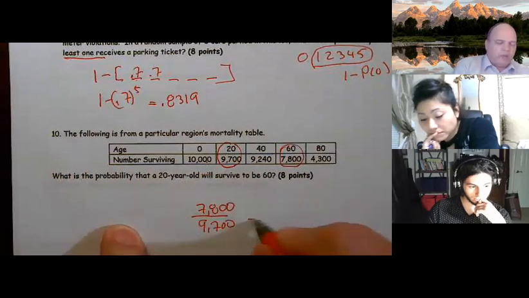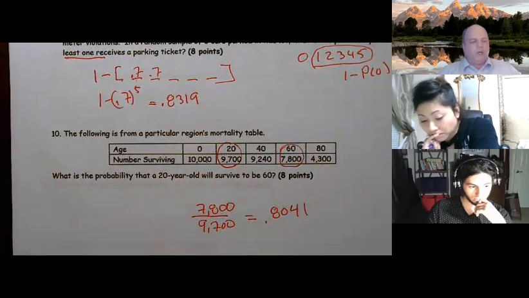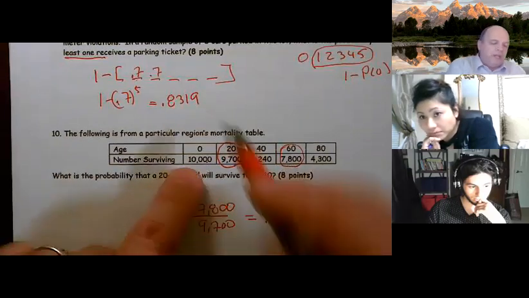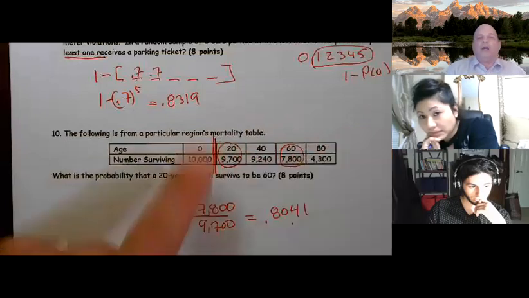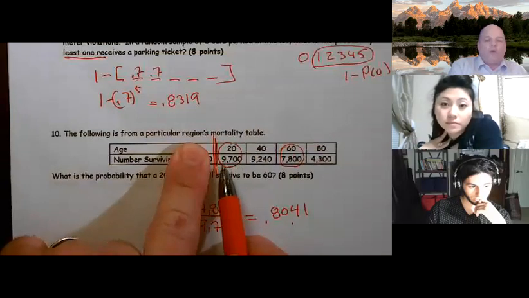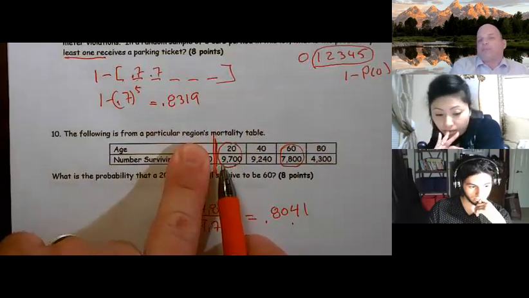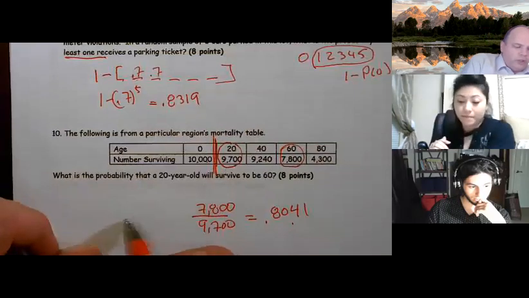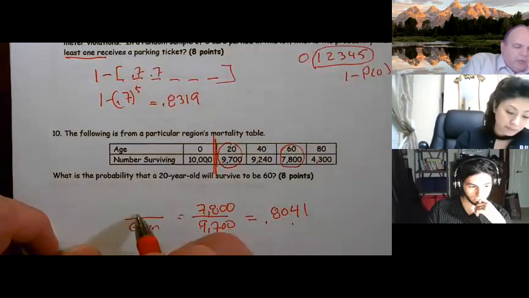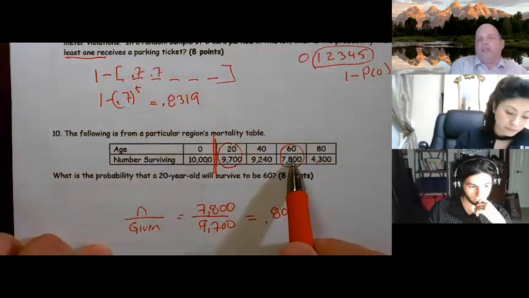Okay, now I saw someone do this using a complement, and that was fine. But this is the way I typically think of it, is saying, hey, you know what? We started off with 9,700 and we'll end up with 7,800. The reason being, we no longer have to worry about this part of the group. This part of the group doesn't exist, so we are now working with, hey, given that they've made it to 9,700. So essentially, this is a given that we got to 20. What's the intersection? And the intersection is 7,800.